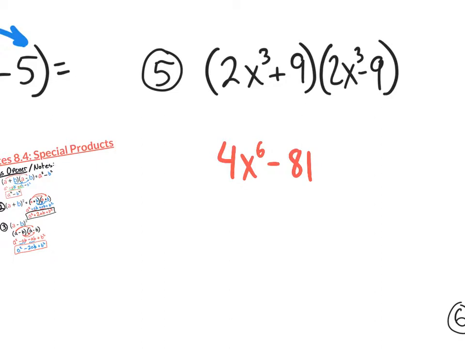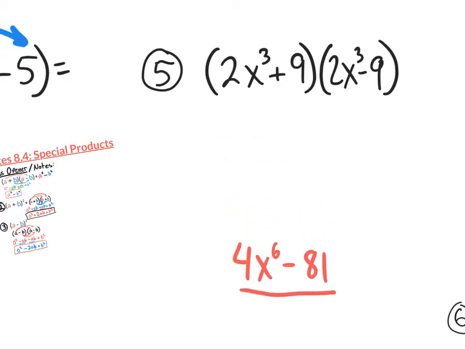What I'm saying is, applying our shortcut, we get that answer. Okay. Now, let's actually work it out. Let's show our work here. What's 2x to the 3rd times 2x to the 3rd? 4x to the 6th. What's 2x to the 3rd times negative 9? That's negative 18x to the 3rd, right?